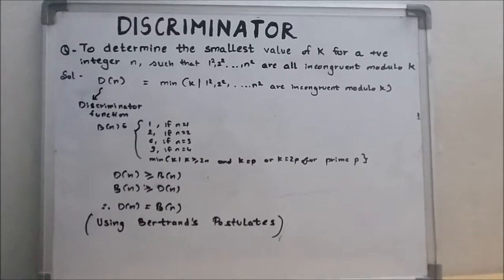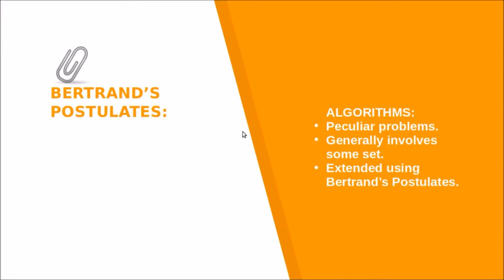Other algorithms include finding the sum such that the set 1, 2, to 2k can be arranged into k disjoint pairs so that the sum of the elements in each pair is a prime. These algorithms generally involve set theory and arithmetic. These peculiar problems are basically proved by using Bertrand's weaker or stronger postulates. So these were all the applications.